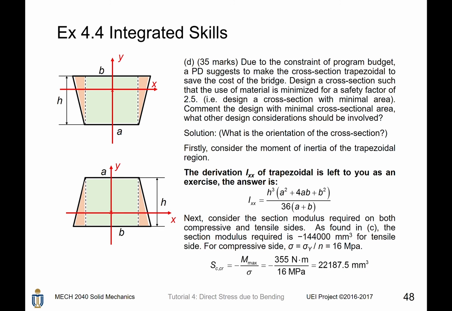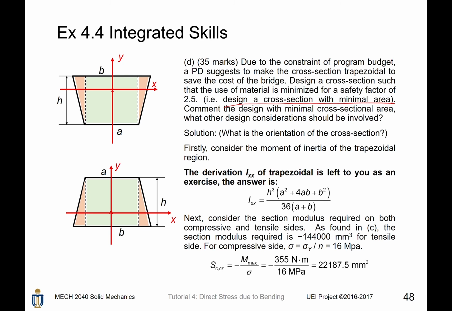In part C, we discussed the possibility of building this bridge by using a square cross-section. Now let's try to build this bridge by using a trapezoidal cross-section. Due to the constraint of program budget, a PhD suggests making this bridge trapezoidal to save the cost of the bridge. We can save money by cutting some material down so that we reduce the cost of the concrete. That is, we want to minimize our cross-section.